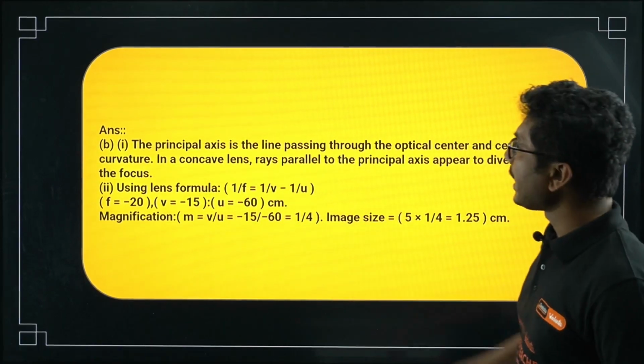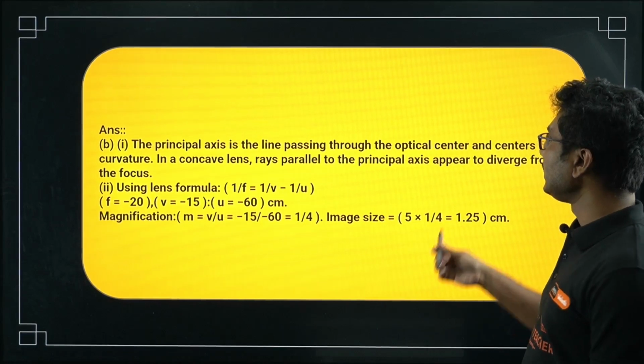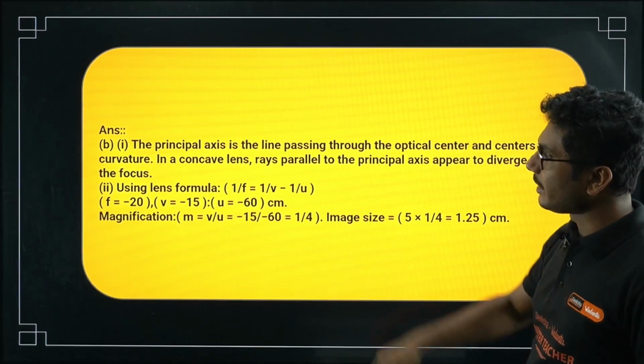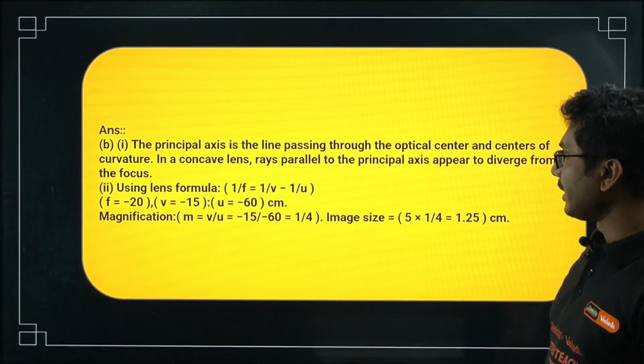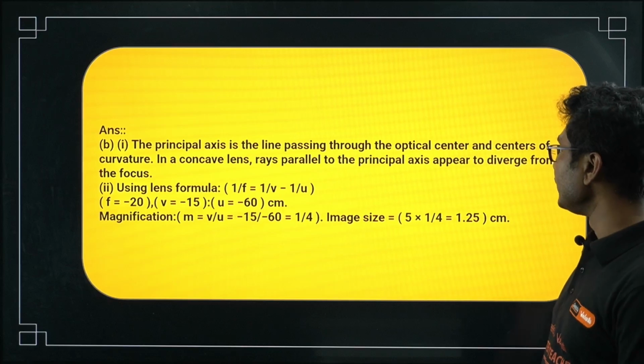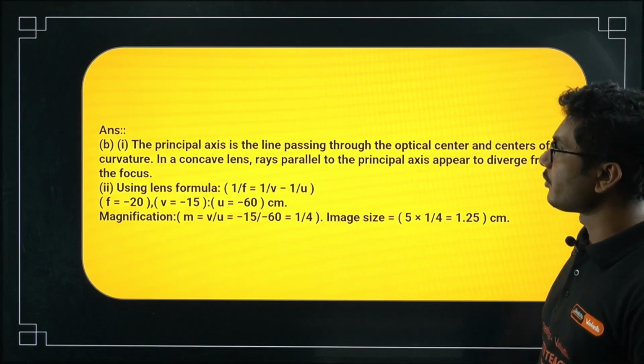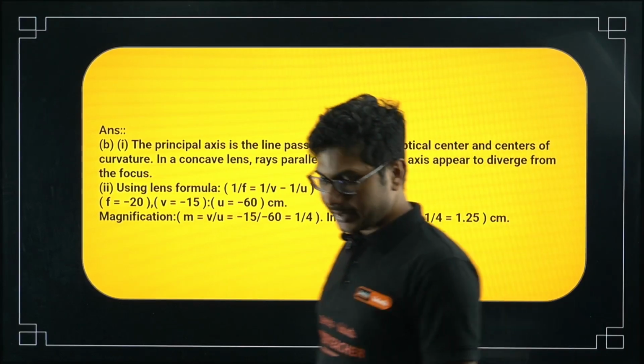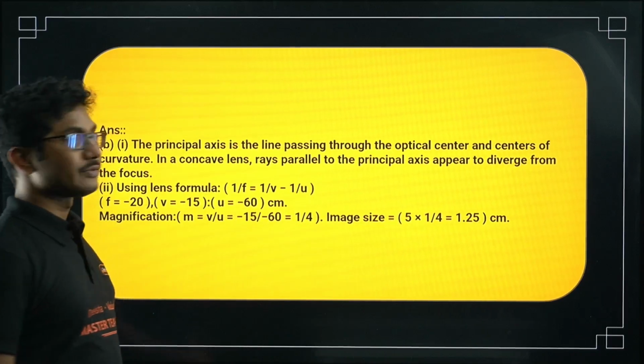Okay, the principal axis is the line passing through the optical center and center of the curvature. In a concave lens, rays parallel to the principal axis appear to diverge from the focus. So rays appear to diverge from the focus.